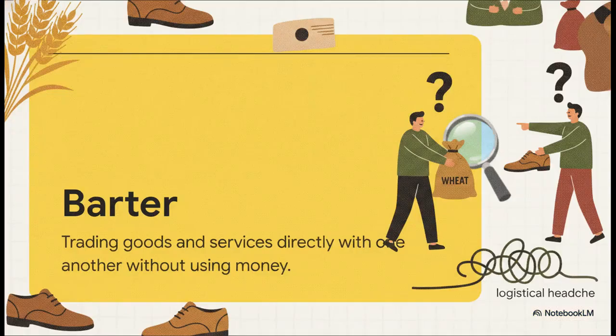Let's step back in time for a second, into a system where you have to trade directly for everything you need. This direct trade system is what we call barter. Under a barter system, you aren't buying things, you're swapping for them. So let's say you grow wheat, but you need a new pair of shoes. You have to go out and find a shoemaker who specifically wants your wheat. And as you might guess, that creates a pretty massive logistical headache.